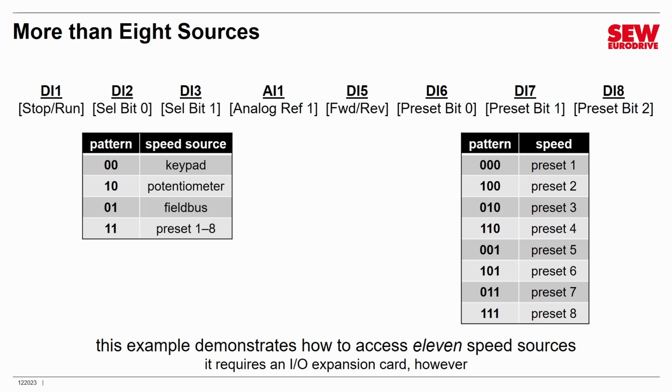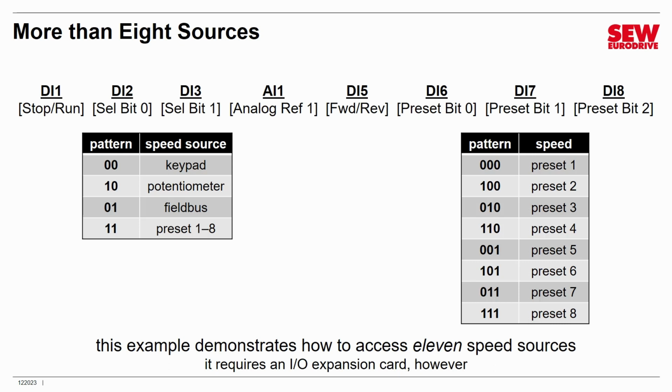So basically we have those 8 presets all packed into that one option, pattern 1, 1 on digital inputs 2 and 3. So that's 8 possibilities there, and then we have field bus, potentiometer, and keypad, total of 11. Okay, so you see how that works? Let me show you now how we're going to implement it.